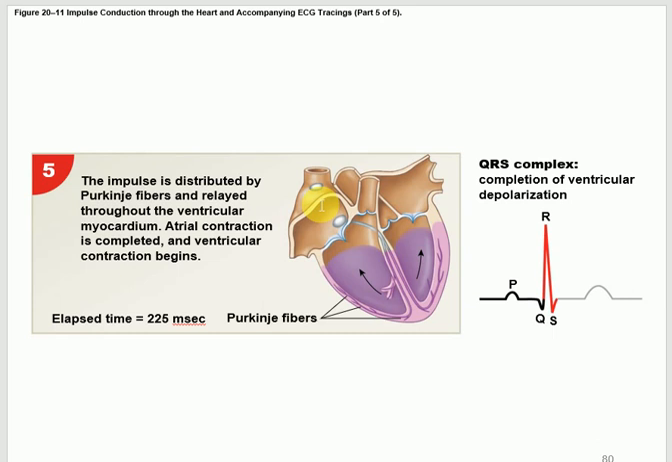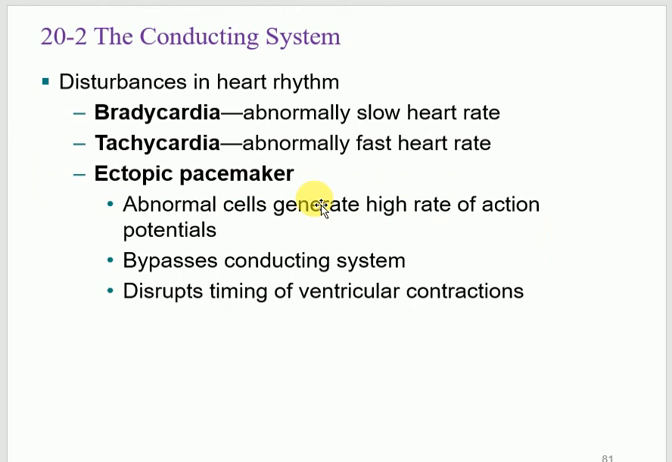P, atrial depolarization. QRS, ventricular depolarization. T, ventricular repolarization. Okay? And this is the bottom line. This is the minimum that you have to know. You have to know what it means. If I show you one of those or ask about it, you need to tell me what it represents.